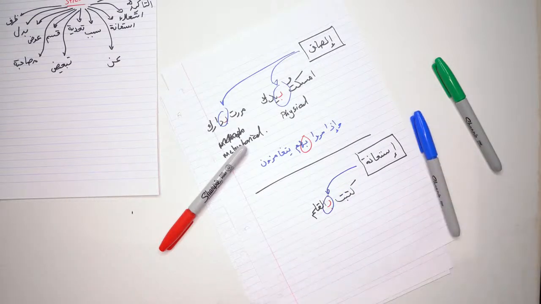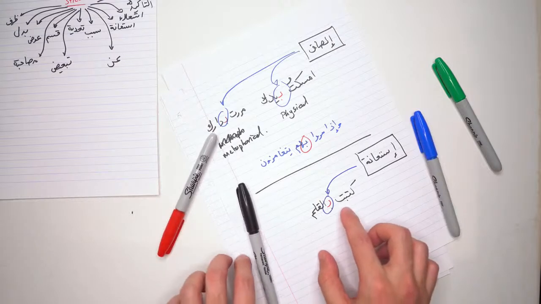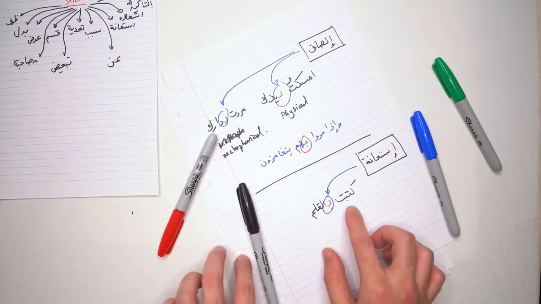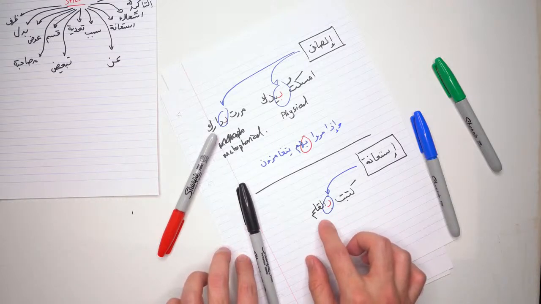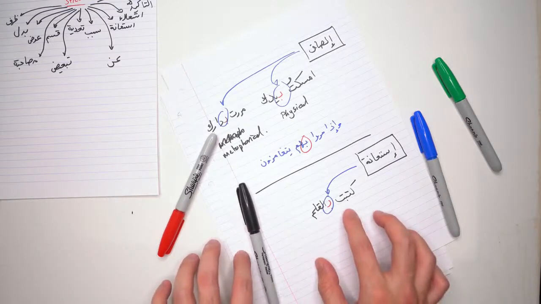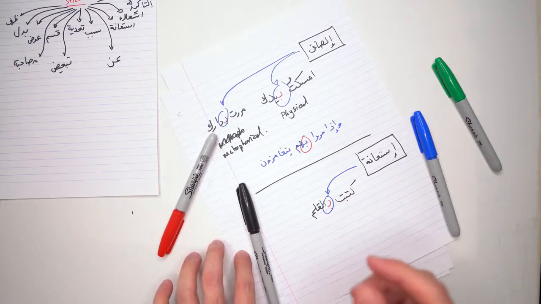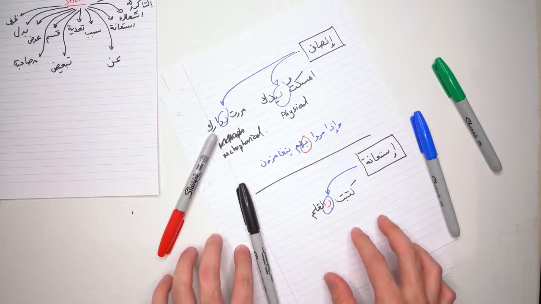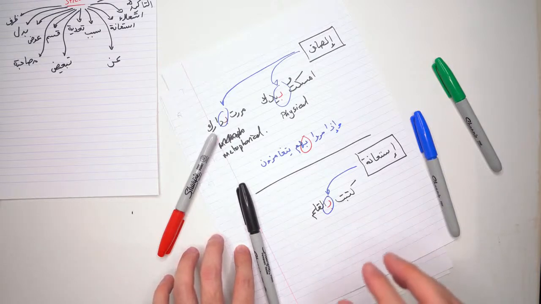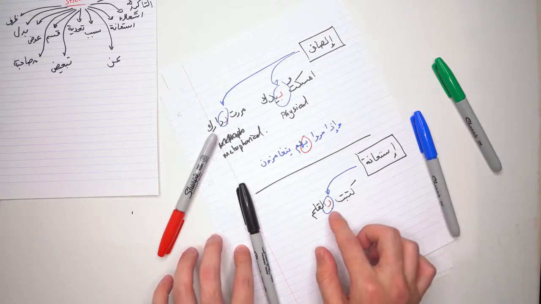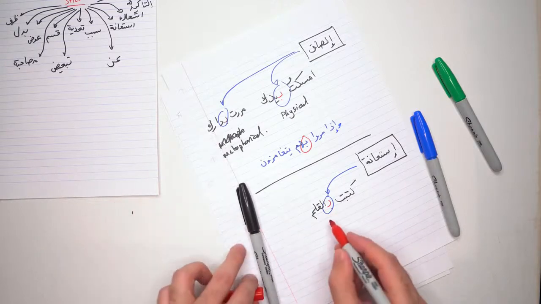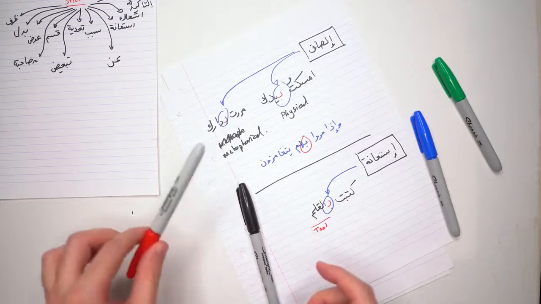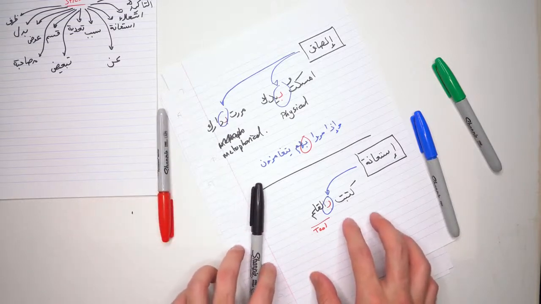And what does the ba signify? I wrote, katabtu bil-qalam. In English we would say I wrote with the pen. But what you really mean is I wrote, and in my writing, I sought help with the pen. That's literally what you want to say. So usually after isti'ana you get the tool. The word that comes after this is going to be the tool, the item that you used.